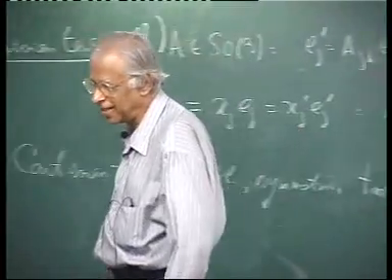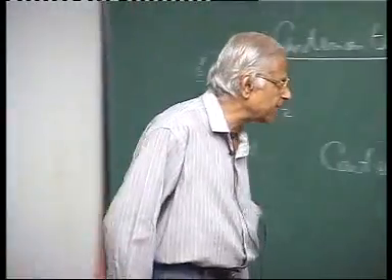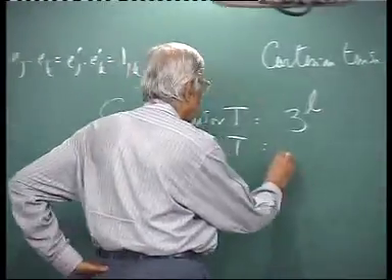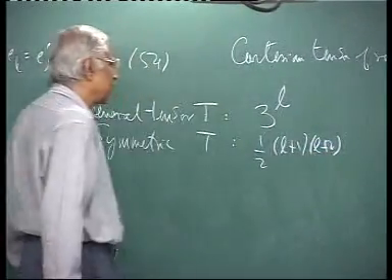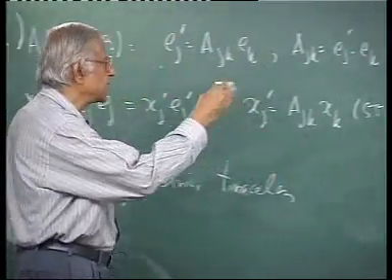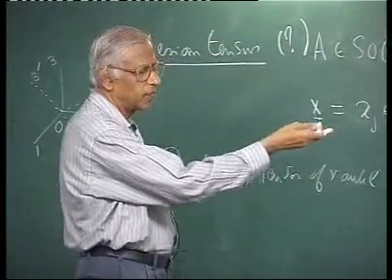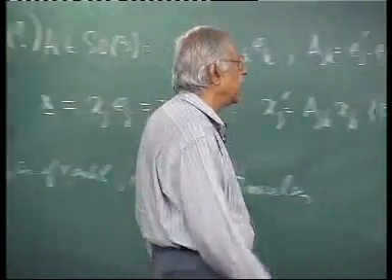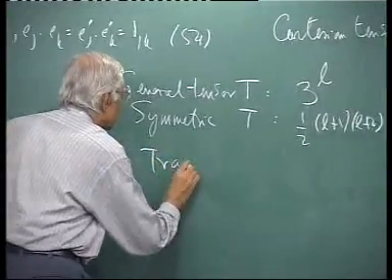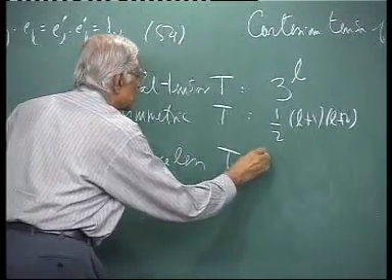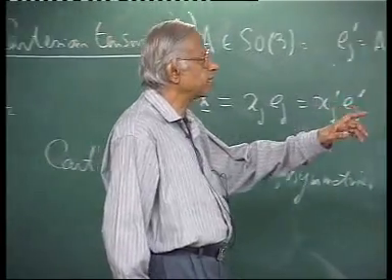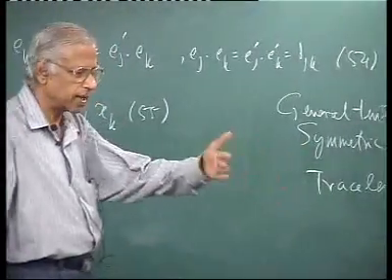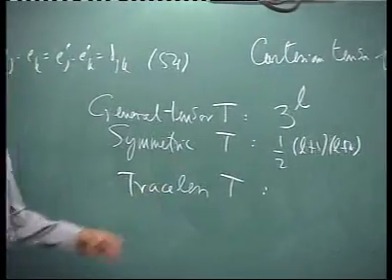Does anyone immediately know the answer? How many independent components for a symmetric Cartesian tensor? It happens to be one half L plus 1 into L plus 2. See the drastic reduction from an exponential dependence on L to a power law, quadratic in L. Now you go one more step. You say, in addition to symmetry, let me assume it is traceless. That is, whenever I trace over any pair of indices, the answer is 0. How many components do you think it has?